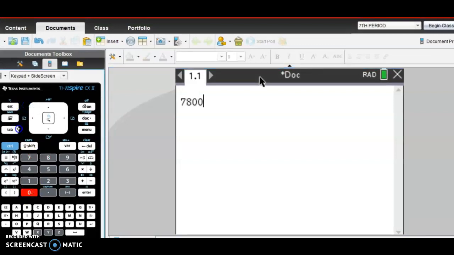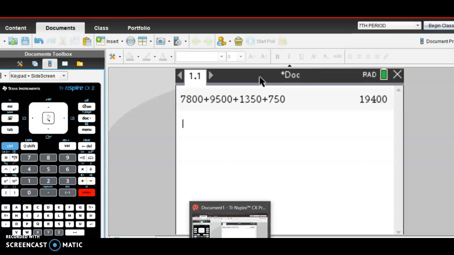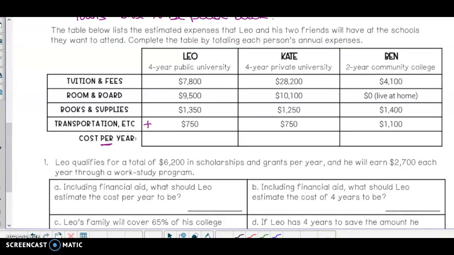So for Leo, $7,800 plus $9,500 plus $1,350 plus $750. So for Leo to go to a 4-year public university, 1 year is going to end up costing him $19,400. We can do the same thing for Kate.